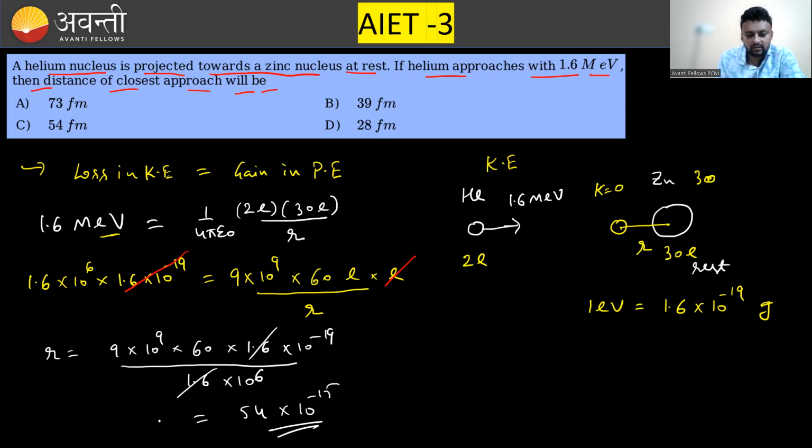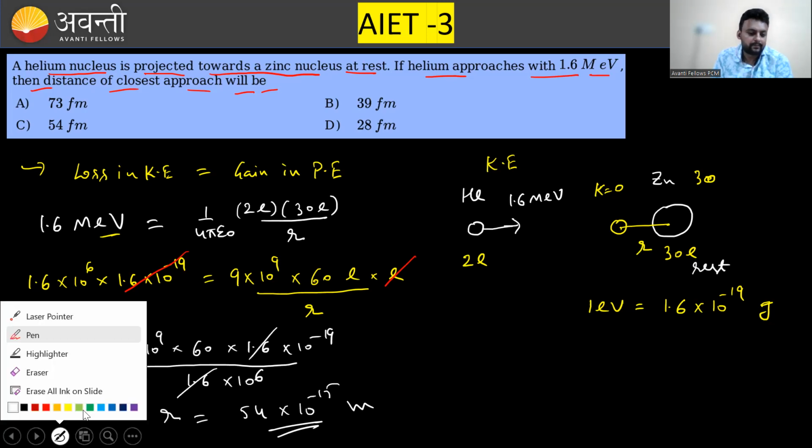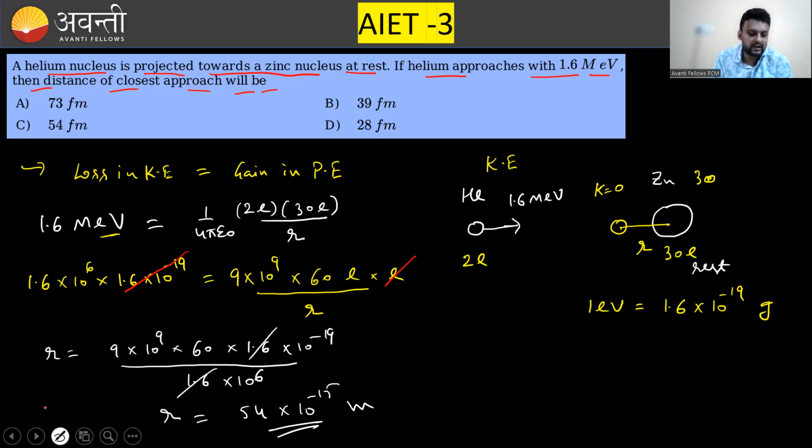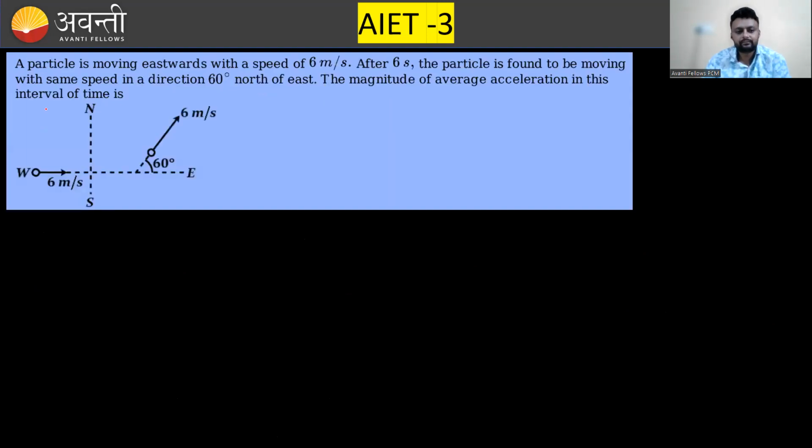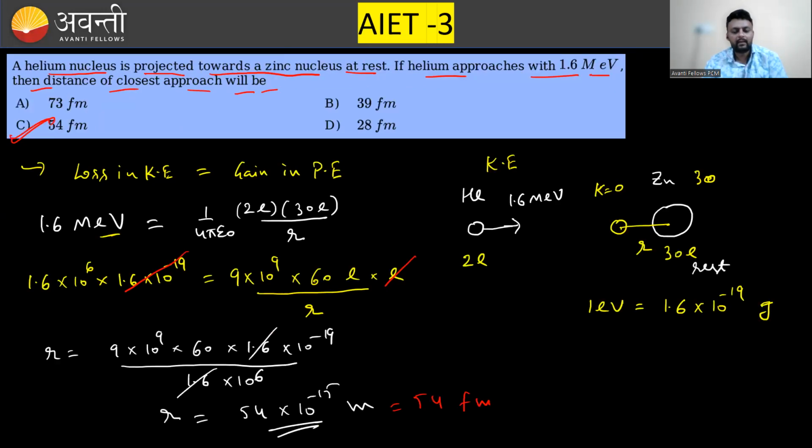This is your answer. R is going to be 54 into 10 to the power minus 15 meter. And this 10 to the power minus 15 meter is known as Fermi. So which is the correct option? 54 Fermi, which is option number C. I hope it is clear to everyone.